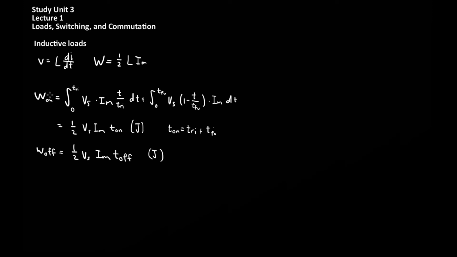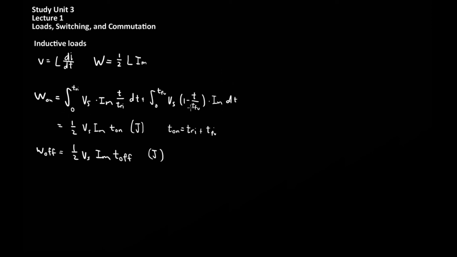Similar to the resistive load, the energy which is used during the on and off cycles for the inductive load can be determined using linearized, or rather simplified, descriptions of the energy and power transfer curve during the switching cycle. The energy used in the on transition is the integral from 0 to the rise time of Vs multiplied by the maximum current multiplied by t divided by the rise time dt, plus the integral from 0 to t4 of Vs multiplied by 1 minus t over tvf multiplied by the maximum current dt.